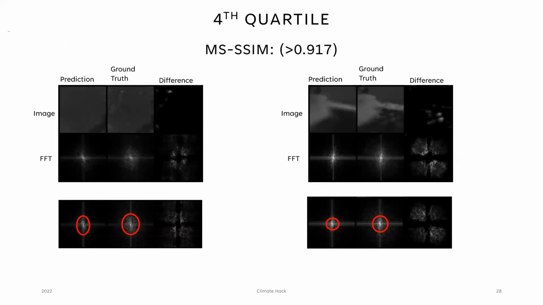The reason why we think the model is decaying these high frequency features is that, as stated earlier, we hypothesized that the model is taking an average of all of the future possibilities. Can you go back to the first quartile slide?